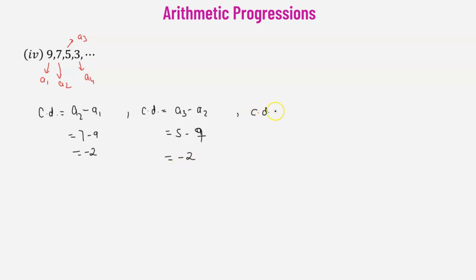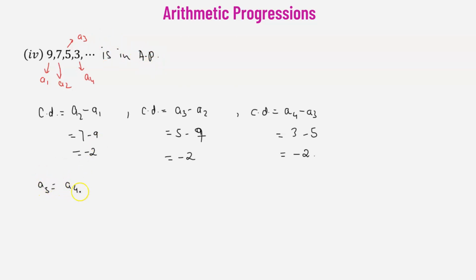And the common difference can also be obtained by subtracting the 3rd term from the 4th term. That means a4 minus a3. So a4 is 3 and a3 is 5. So 3 minus 5 will be -2. So since we have found the common difference of -2, we can say that this is an arithmetic progression. Fine. Now we will find out the 5th term.